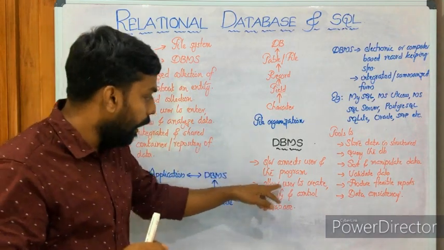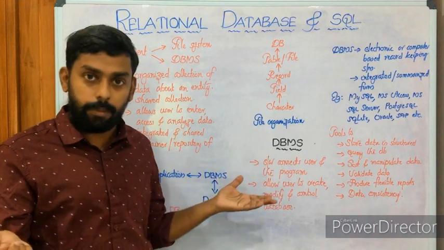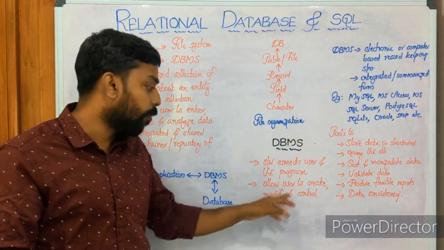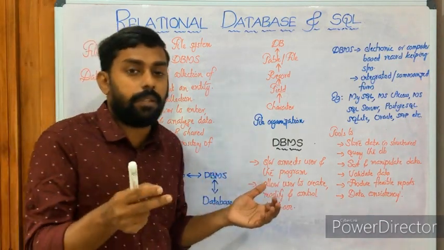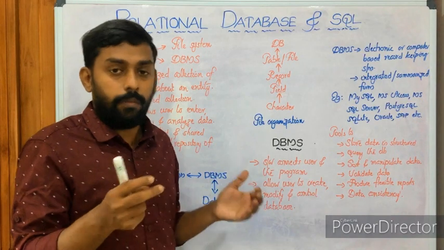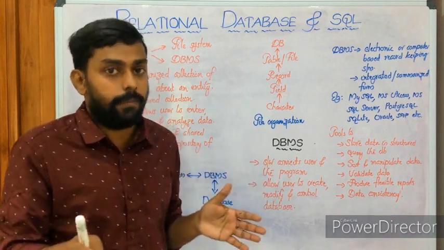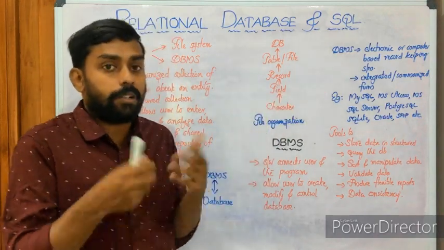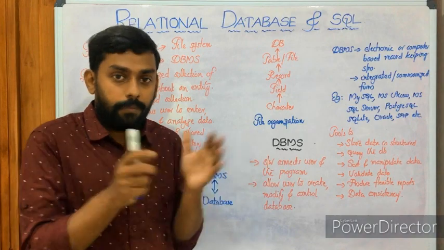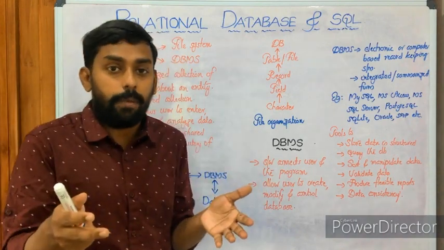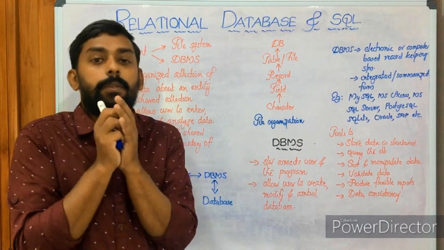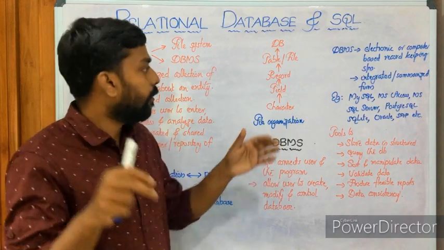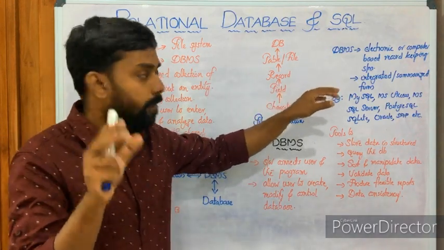Then it allows the user to create, modify and control the database. The database management system, or DBMS, allows the user to create, modify and control the database in a very efficient way, which gives us high productivity, because we are managing in a very organized way. Then database management system is an electronic or computer based record keeping system. As I've told you, a file system can also be a computer based record keeping system, but database management system is a purely computer based record keeping system. We don't use any other materials or physical entities, other than computers and related devices or components.